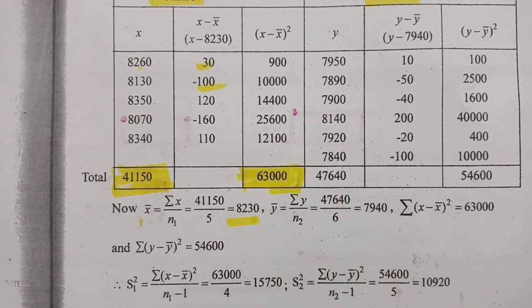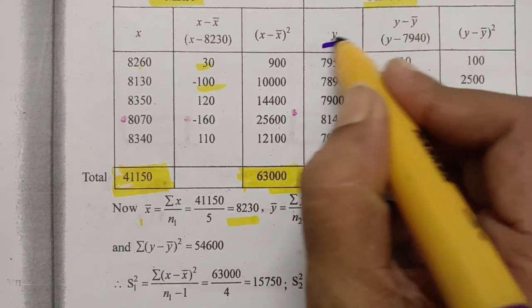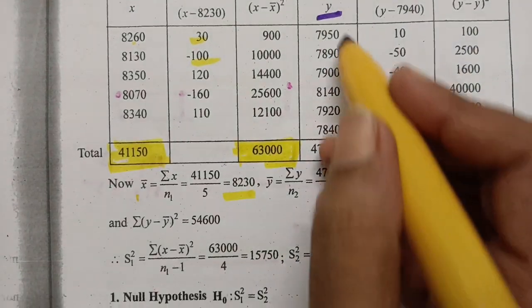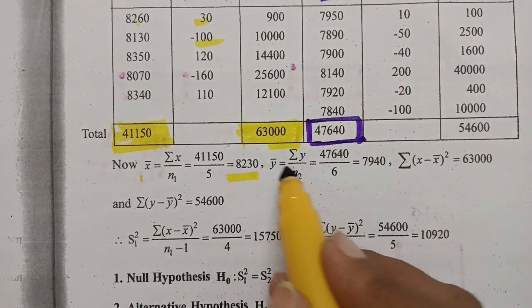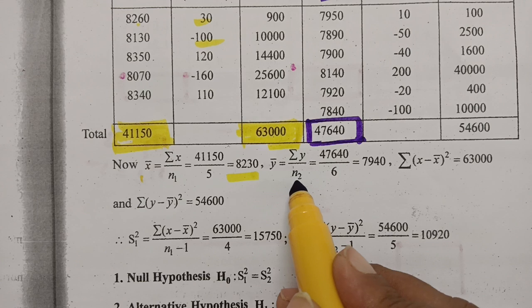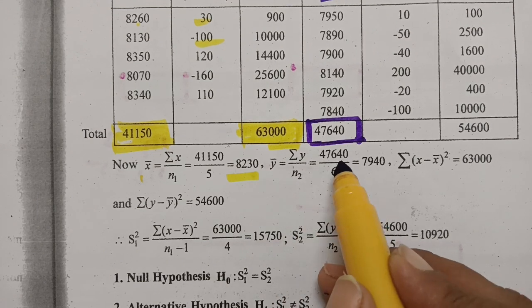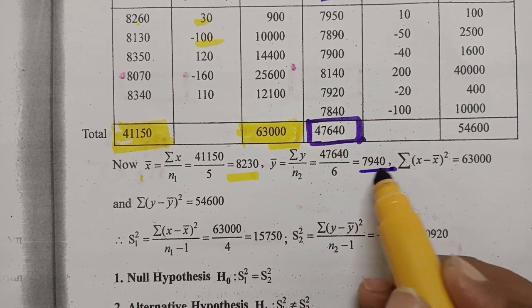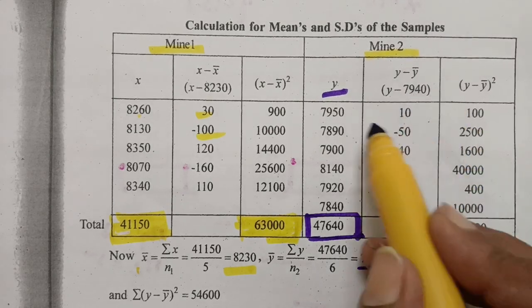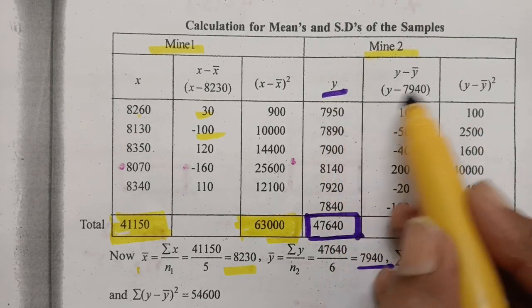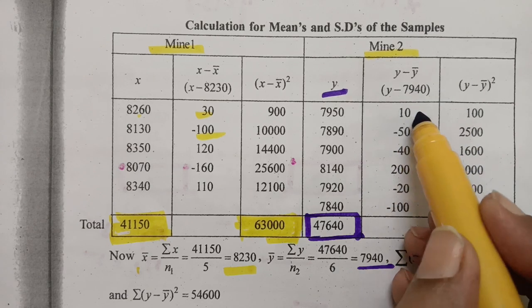And the next one is y bar. This is the second column from the table here. After making an addition, this will be the addition value, and y bar is equal to sigma y by n2. So n2 is equal to 6. That is 47,640 by 6. The value here is 7,940. From each and every value we have to subtract 7,940. That is 7,950 minus 7,940 is 10.